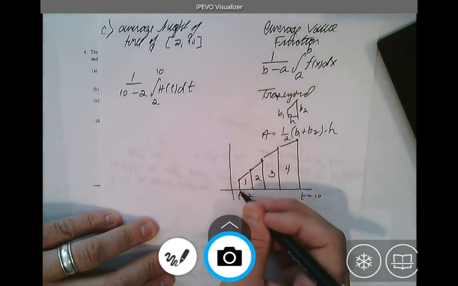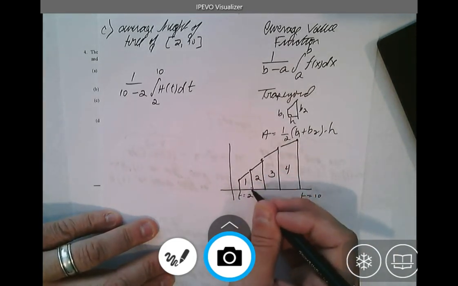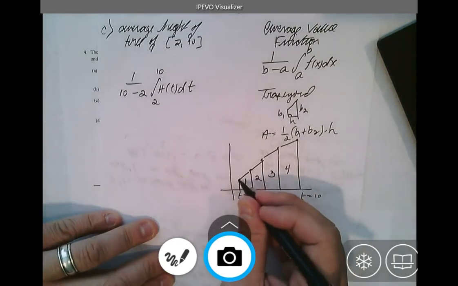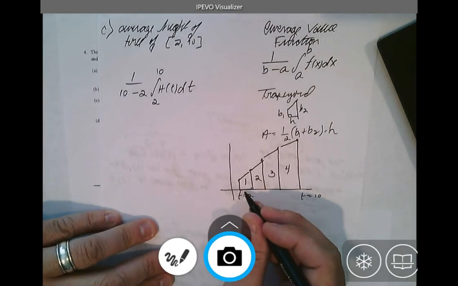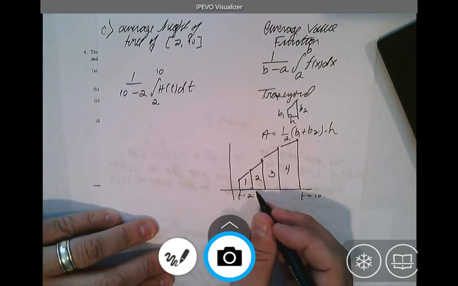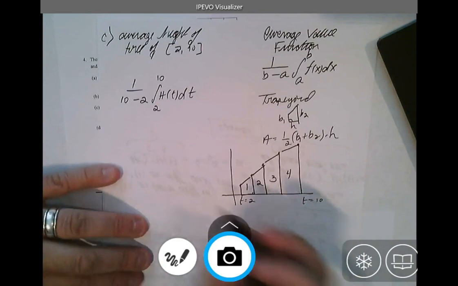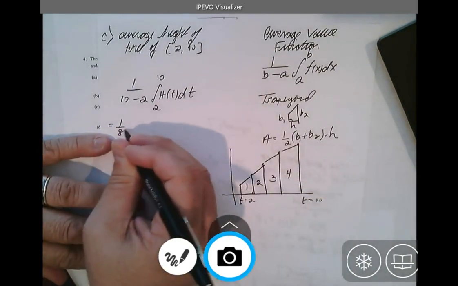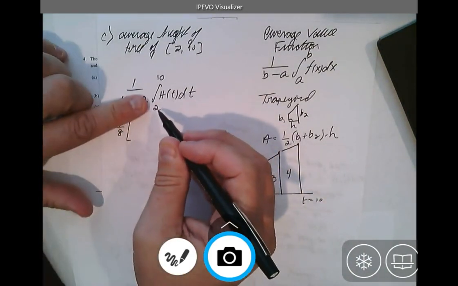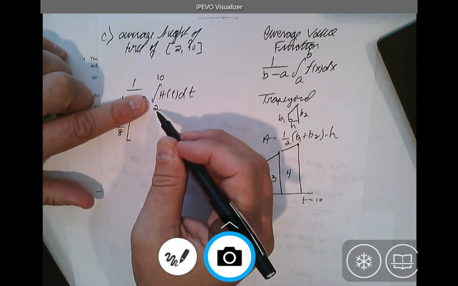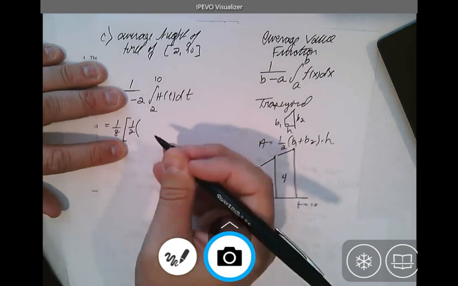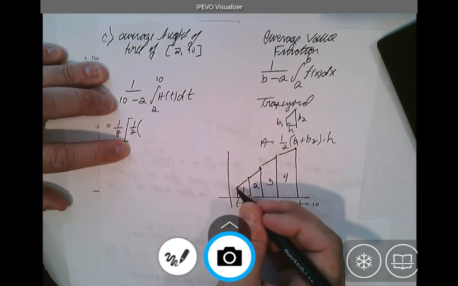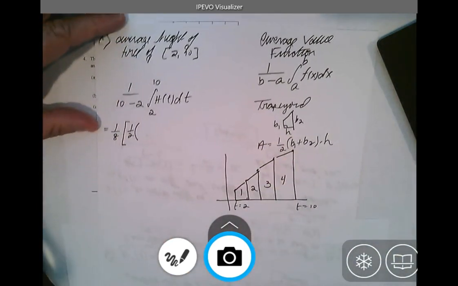These sides here are your bases, so the length of each base is going to be determined by the y value. The height, the distance between those, is going to be the difference in the x values. So I've got 1/8. The integral from 2 to 10 is going to be 1/2. I need the height at t equals 2, which is, I've covered that up.